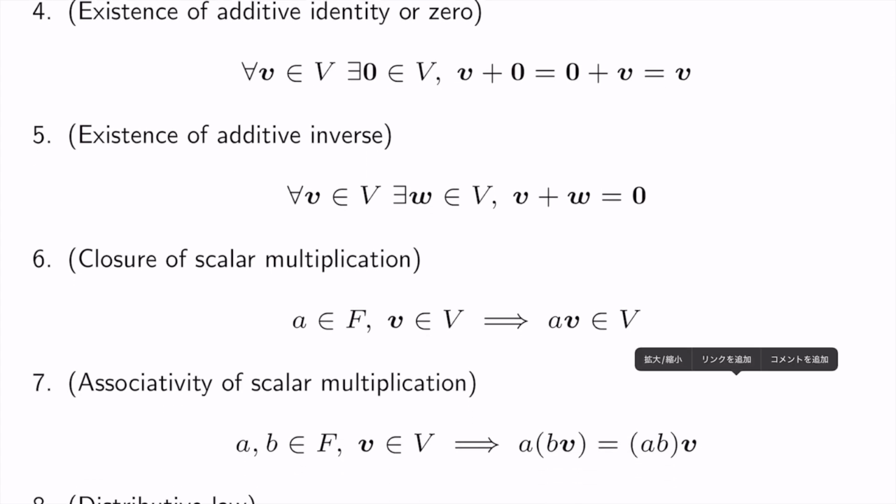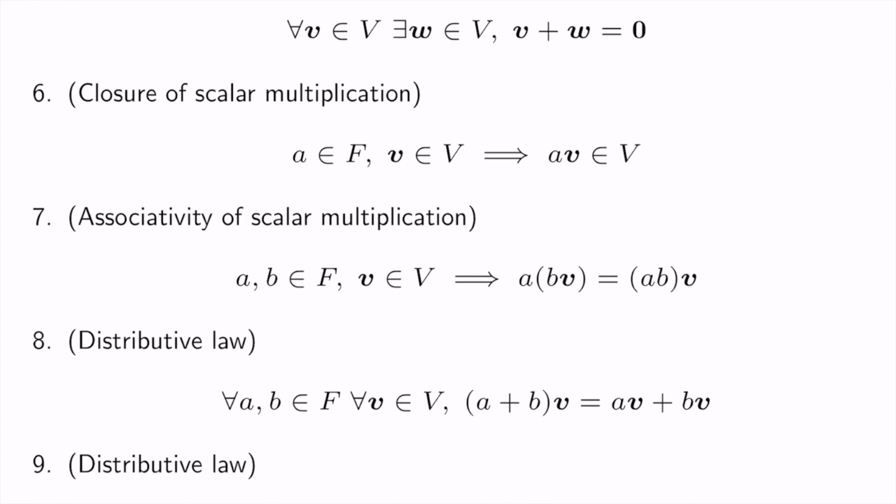And next, scalar multiplication. A scalar is an element of the field F. So let a be an element of F and v be an element of the set V. Then we define a times v, which should stay within the set V. So we say the vector space V is closed under scalar multiplication. So the vector v is scaled by the scalar a.